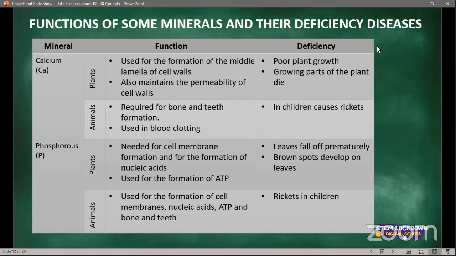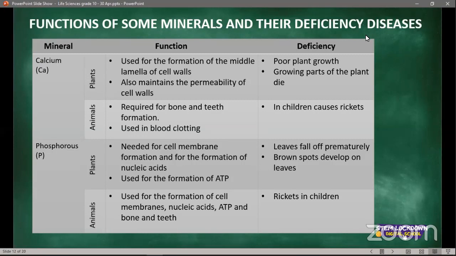We are animals. So the mineral calcium, in plants, it is used for the formation of the middle lamella of the cell walls, and it also maintains the permeability of cell walls. Now, the deficiency in calcium leads to poor plant growth, and some of the growing parts of the plant die due to the deficiency of calcium. And function in animals, it is required for bone and teeth formation, and it is also used in blood clotting.